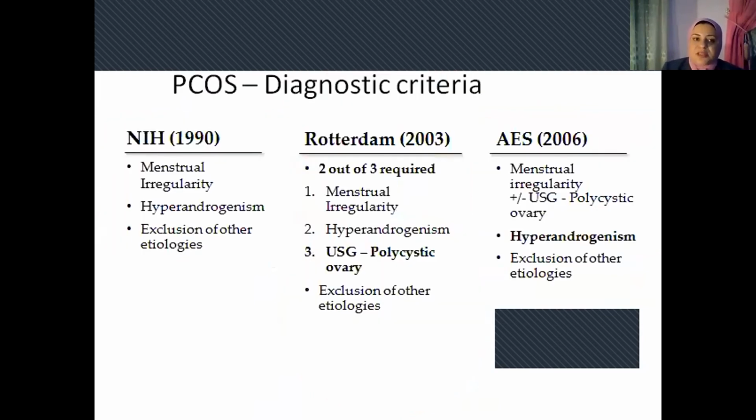The diagnostic criteria in 1990 were only menstrual irregularity, hyperandrogenism, and exclusion of other etiologies. In 2003, they introduced ultrasound-guided diagnosis showing the polycysts. Then in 2006, the same menstrual irregularities with or without ultrasound polycystic ovary. Hyperandrogenism is crucial, and exclusion of other etiologies.